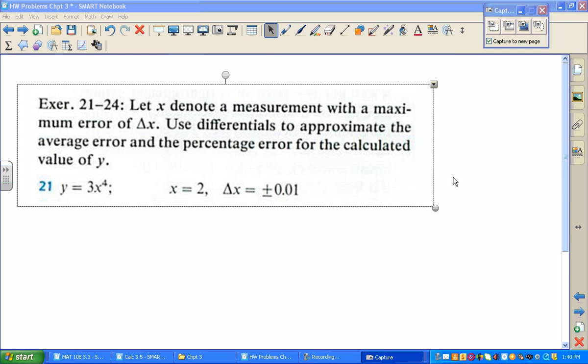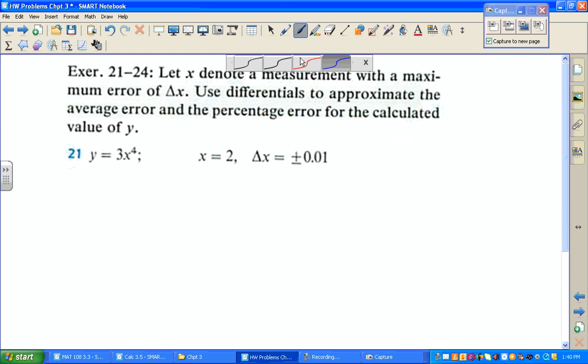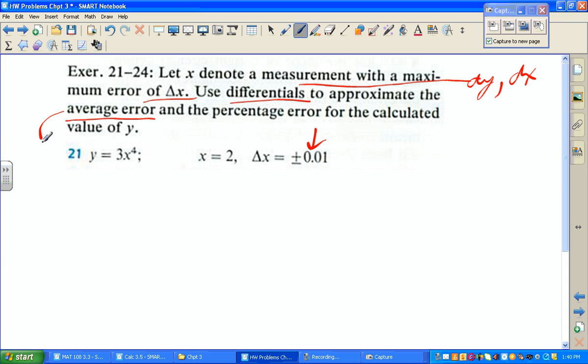Hey, how you doing? All right, let x denote measurement with a maximum error of delta x. Use differentials. That means dy and dx. Okay? We had that talk yesterday about the difference between delta and differentials. To approximate the average error, which Chase Cox told us yesterday was dy over y, correct? And the percentage error, I'm assuming you're going to multiply by 100.